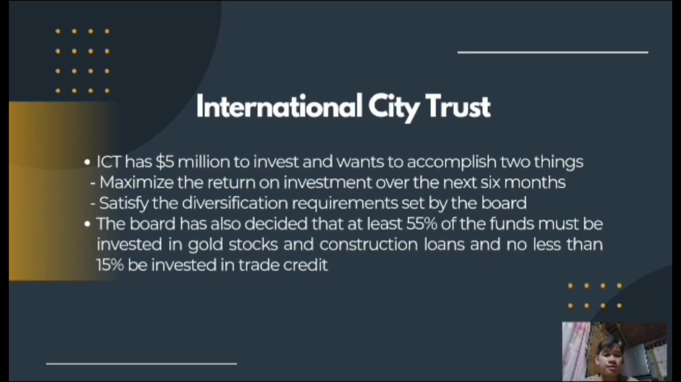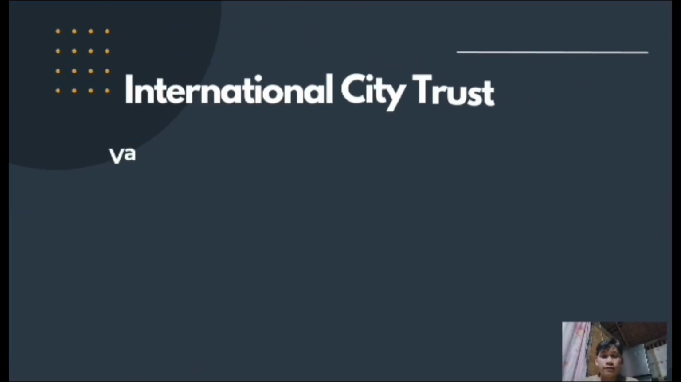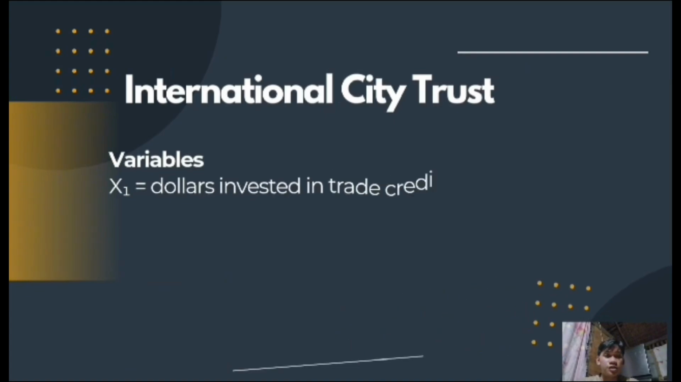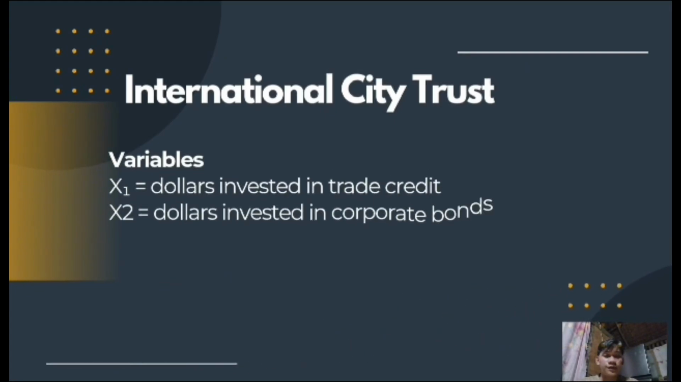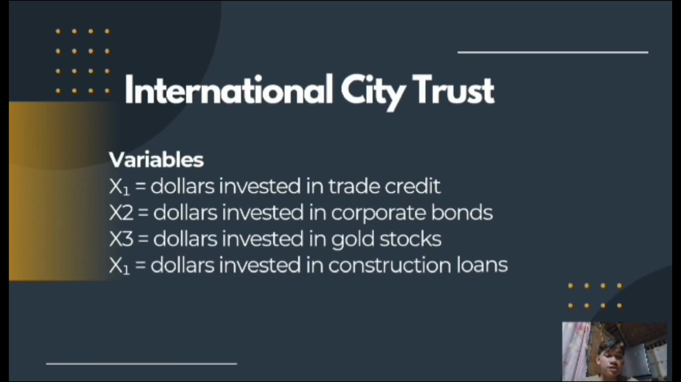Then they have decided that at least 55% should be in gold stocks and construction loans, and strictly no less than 15% in trade credit. So here we have the given variables: X1 equals dollars invested in trade credit, X2 is the dollars invested in corporate bonds, X3 is the dollars invested in gold stocks, then X4 is dollars invested in construction loans.